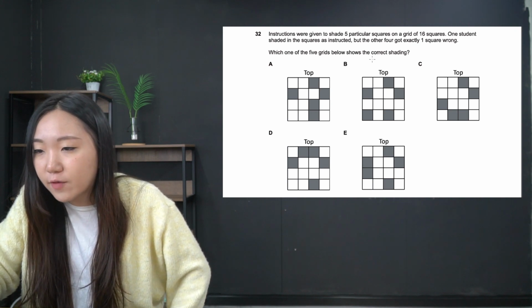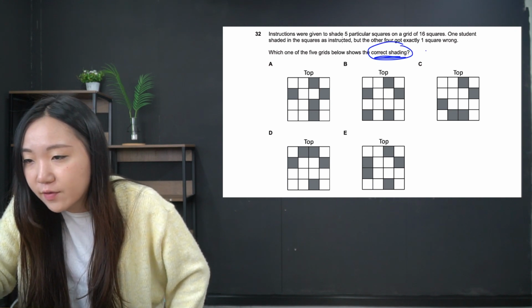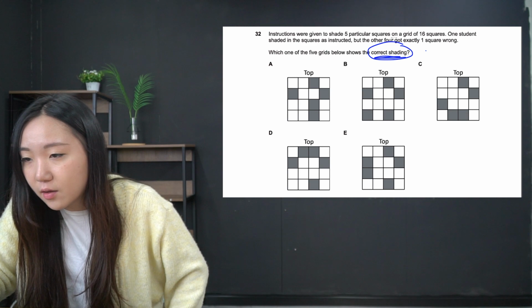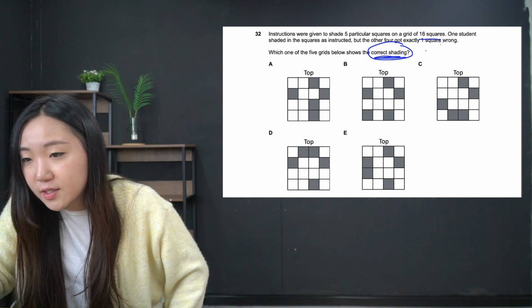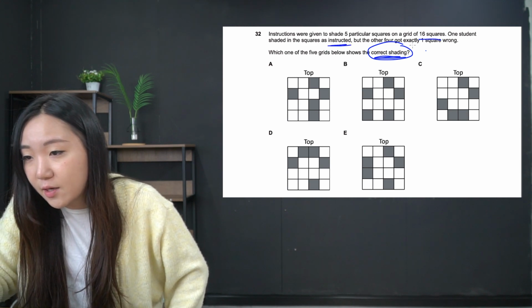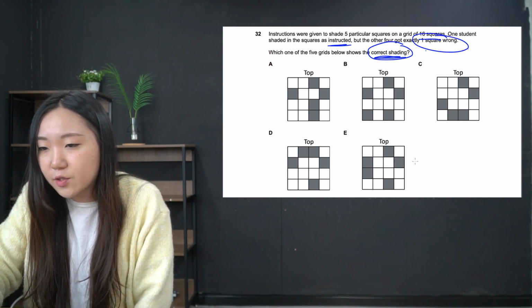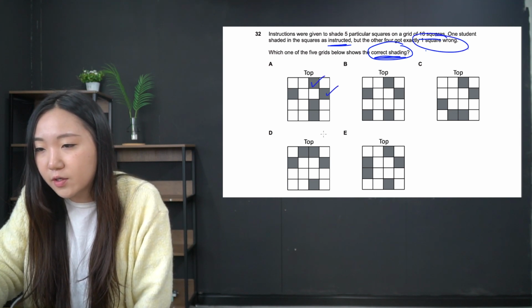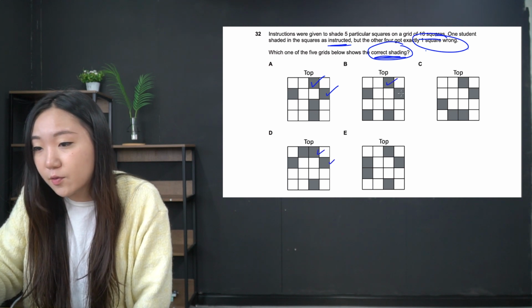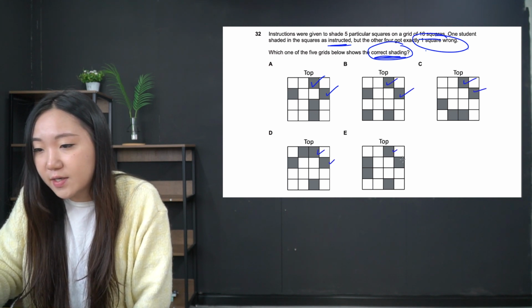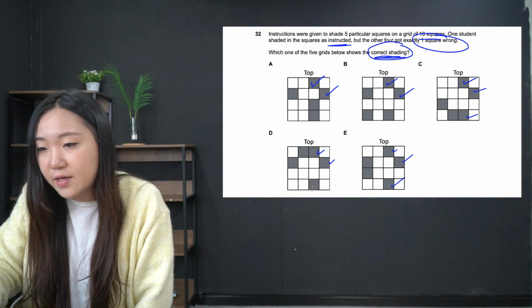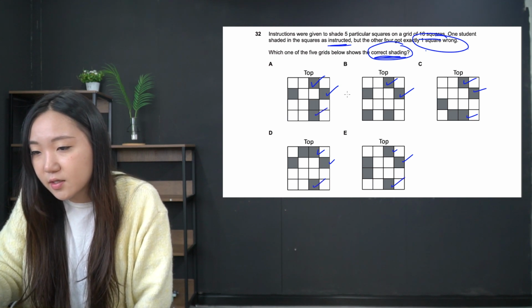So this is what I would say is a spatial question. We're looking for the correct shading, and what is that based off of? We've got 5 shades on a grid of 16. 1 student did it as instructed, the other 4 got exactly 1 square wrong. So immediately what you want to do is look at it and see which squares are matching on every single one, because those must necessarily be correct squares. As you can see, every single one of these has these 3 squares.